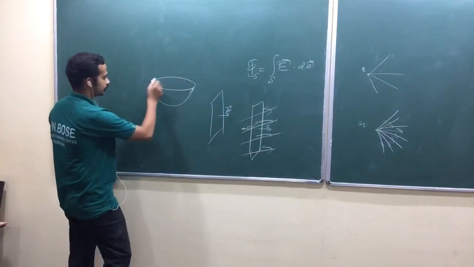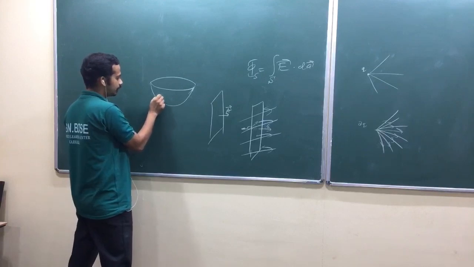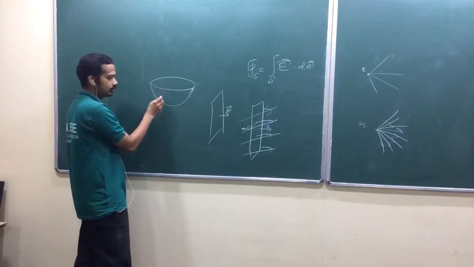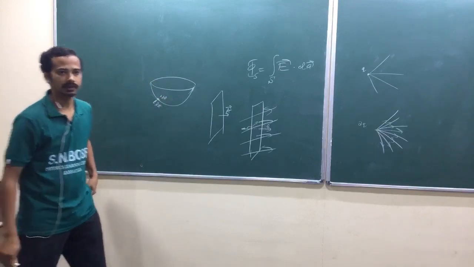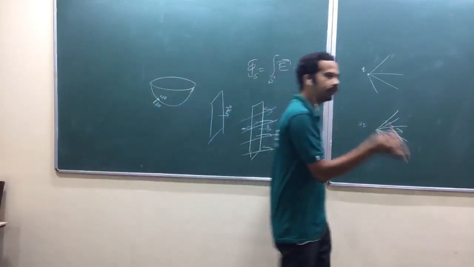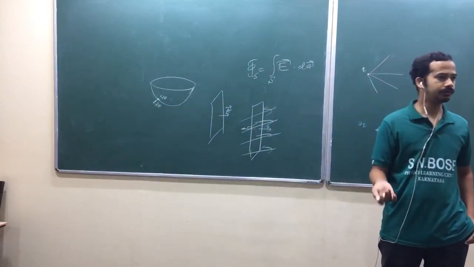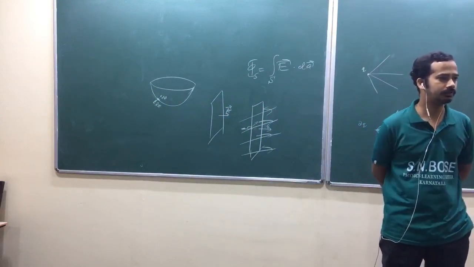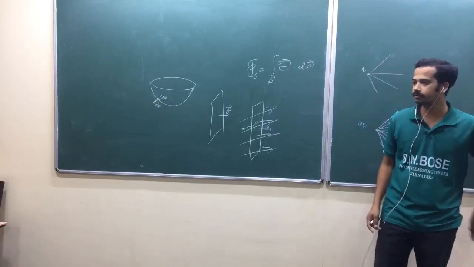Look at here. In the case of this hemispherical ball, you can choose your dA vector like this, or you can choose your dA vector inward. Isn't it? You've got two choices. You can choose in any way. If you choose one way, you may get a total flux positive. If you choose the other way, you may get total flux negative. It doesn't matter. Magnitude will be the same.